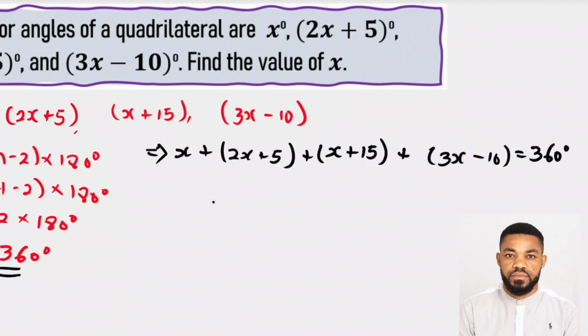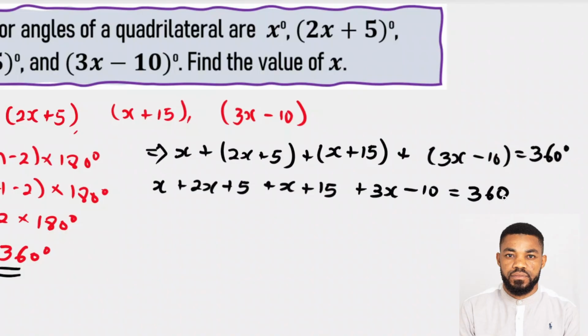Now we have to get rid of the brackets. We have coefficients of 1 multiplying the contents in the brackets. So easily we're going to get x plus 2x plus 5 plus x plus 15 plus 3x minus 10 equal to 360 degrees. So you have to collect like terms. So x, 2x, x, 3x, they are like terms.